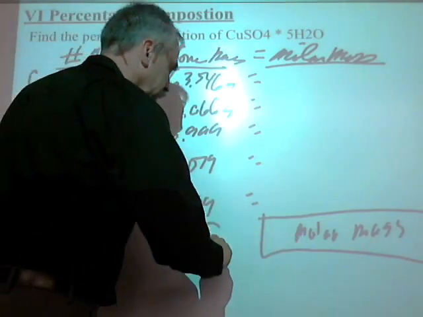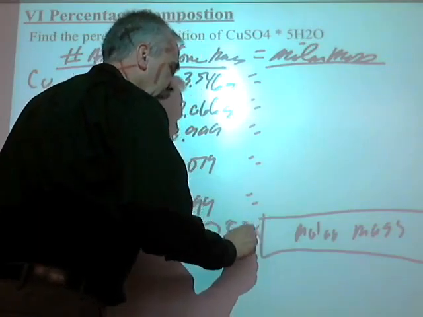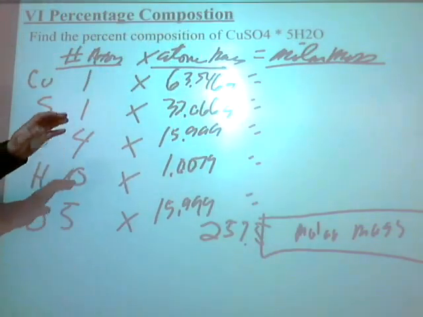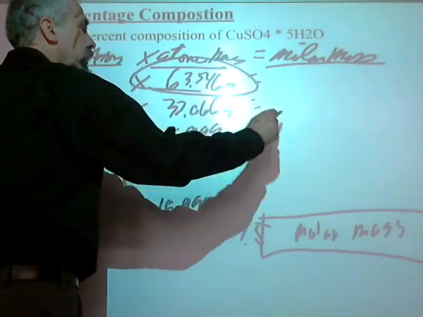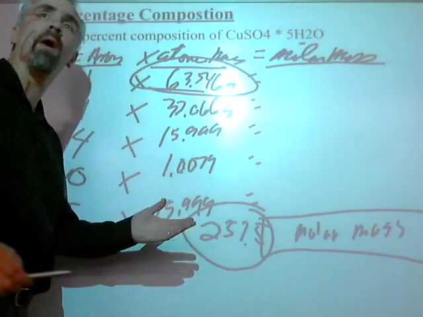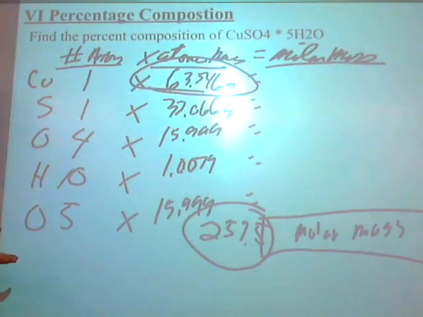Say it's like 257.5. I don't know, just making up a number. If it asked me for the percentage composition of copper, I would take this number here and divide it by that number and times by 100, right? That's how you get a percentage, correct?